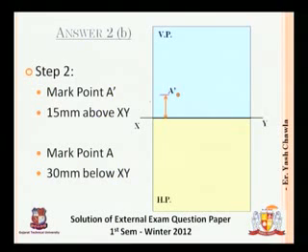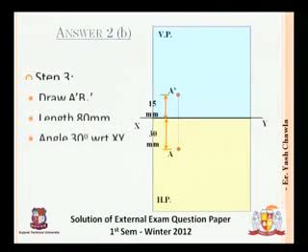This is 15 mm, and then the straight line which ends up here, which will show 30 mm below the line XY, so that becomes 30 mm. So these are the two initial points that are given to us.